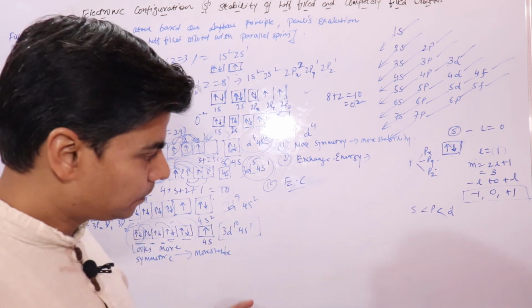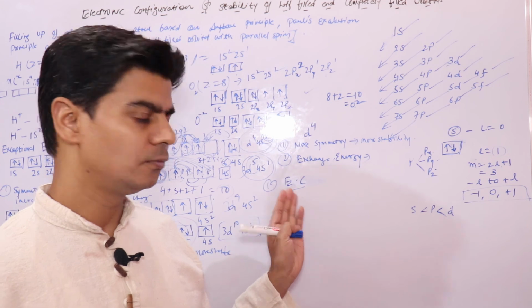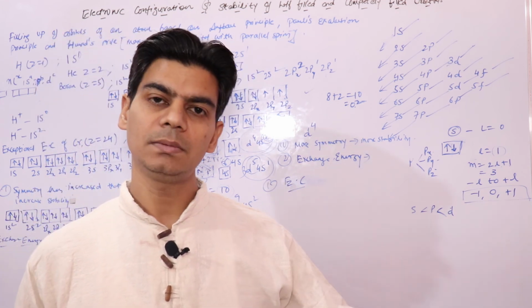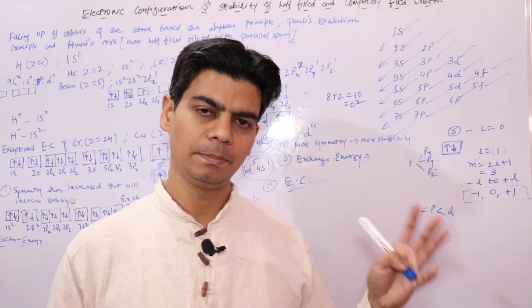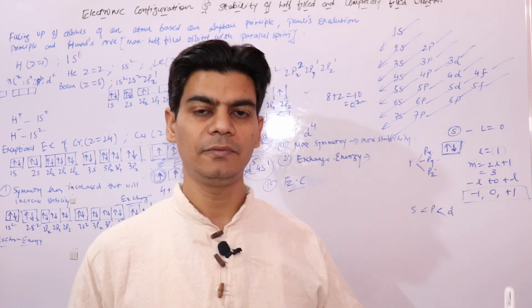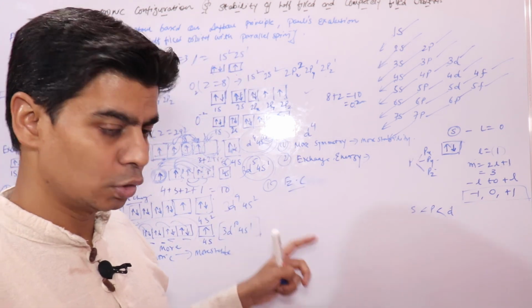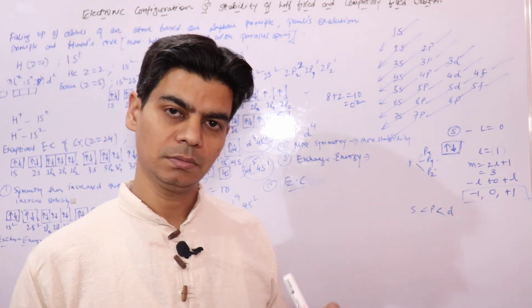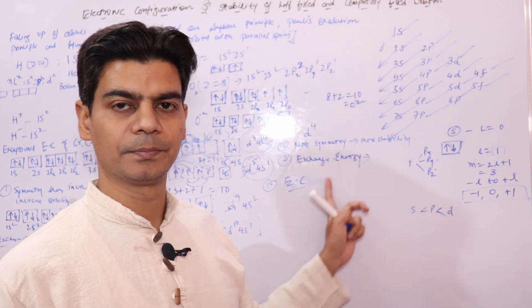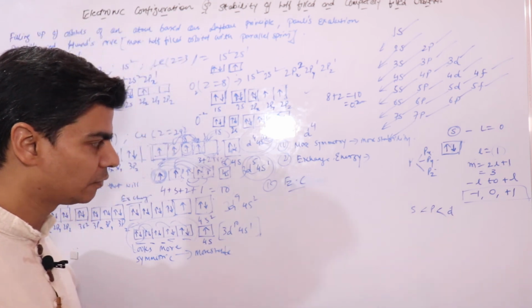So after the model of the atom is finalized, we have the electronic configuration based on the concept of orbitals that we have done in the wave mechanical model of the atom. And we have done all the rules in the previous lecture that we need to consider while writing the electronic configuration. Now what is the need of electronic configuration?